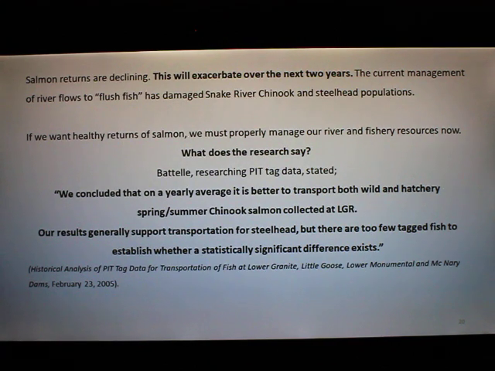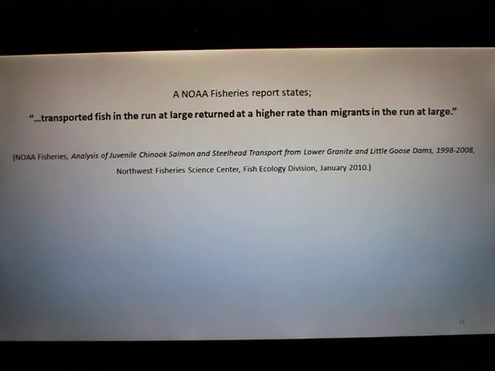So, what does the research say? Patel, researching PIT tag data, stated, "We conclude that on a yearly average, it is better to transport both wild and hatchery spring and summer Chinook salmon collected at Lower Granite. Our results generally support transportation for steelhead, but there are too few tagged fish to establish whether a statistically significant difference exists." Now, the name of the report, as you can see, is here, but it is also listed in the references later on in this presentation.